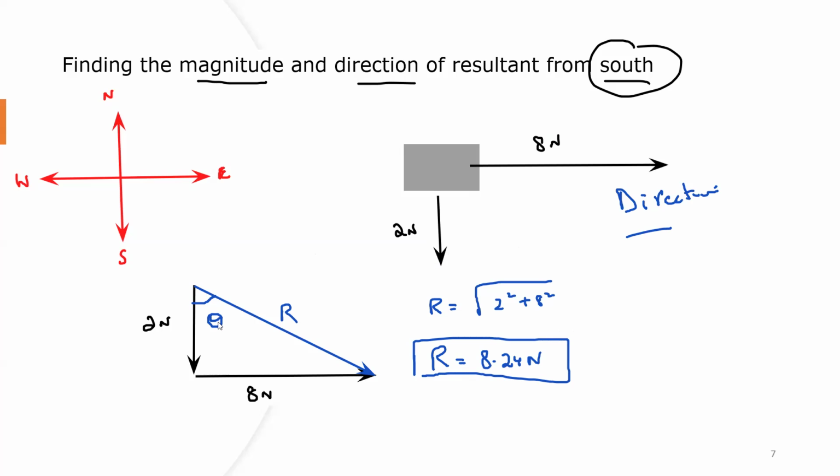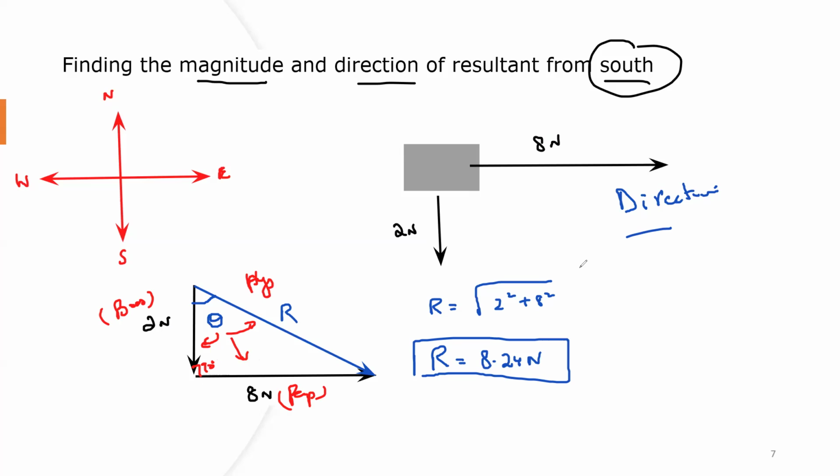Always remember, the angle is always between the hypotenuse and the base. So this one is the base, and this one is the hypotenuse. Opposite to the angle will be the perpendicular. The angle is always between the base and the hypotenuse, and the base and the perpendicular should always be 90 degrees, perpendicular to each other. Like this angle should be a right angle.